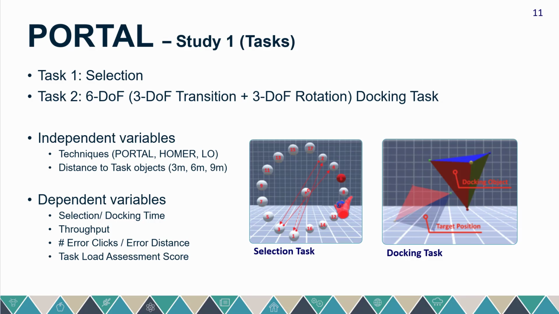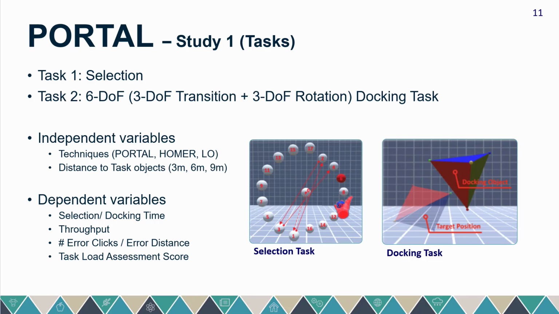Study 1 includes 2 tasks, selection and docking tasks. Selection task is a multidirectional tapping task with a circular arrangement of targets following the physical task. The docking task consists of 2 tetrahedron objects. The participants are asked to reposition the opaque object to the position of the semi-transparent object. Its position and orientations are randomly decided.